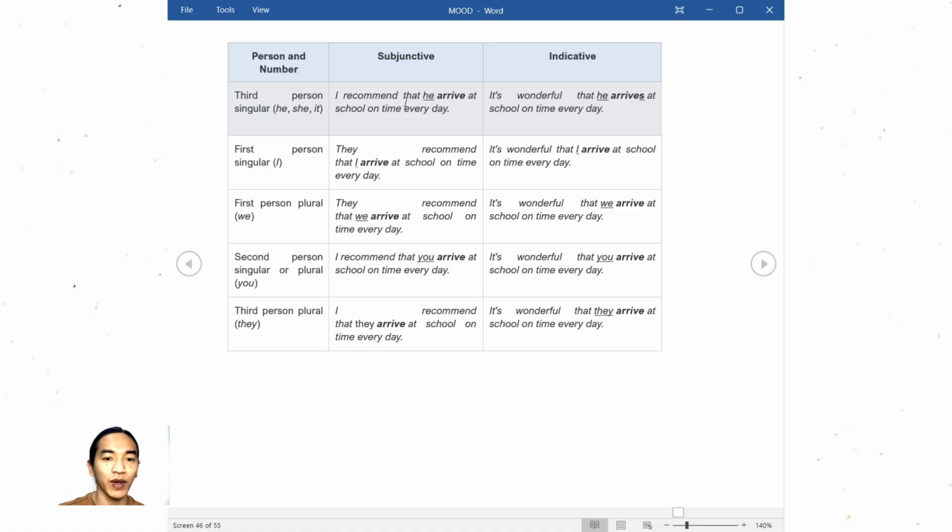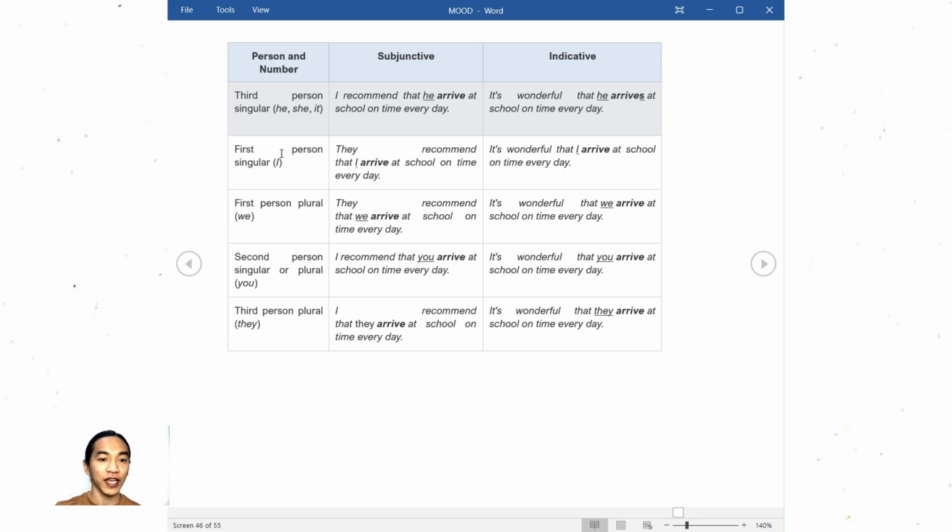So let's see what we have here. So we have the person and number. So we have the third person singular, he, she, it. In subjunctive, we say, I recommend that he arrive at school on time every day. In the indicative, it is wonderful that he arrives at school on time every day. So what's the difference? Of course, in the subjunctive, there are two verbs. The first one is your indicative verb, and the second one is your subjunctive. And take a look at the kind of verb that you use, because this verb could indicate that it is a subjunctive sentence.